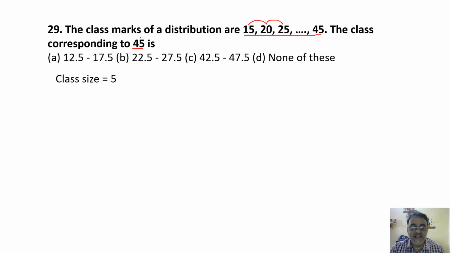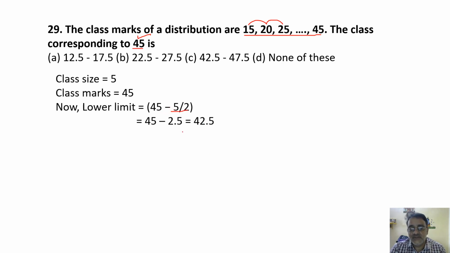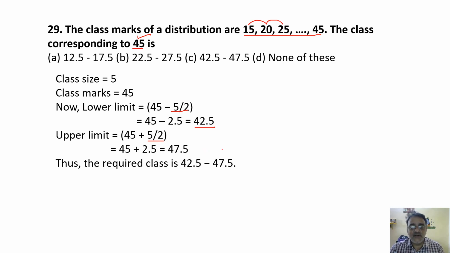And class mark is given, 45, जिसका हम लोग को class निकालना है. So हम लोग क्या करेंगे? क्लास साइज का हाफ सब्ट्रैक्ट करेंगे तो लोअर लिमिट मिलेगा, हाफ ऐड करेंगे तो अपर लिमिट मिलेगा. So 45 minus 5/2 is the lower limit, and this is 2.5. So if you subtract, you will get 42.5. Now upper limit will be 45 plus 5/2, that is 45 plus 2.5, you will get 47.5. And the required class is 42.5 to 47.5. And the correct option is Option C.